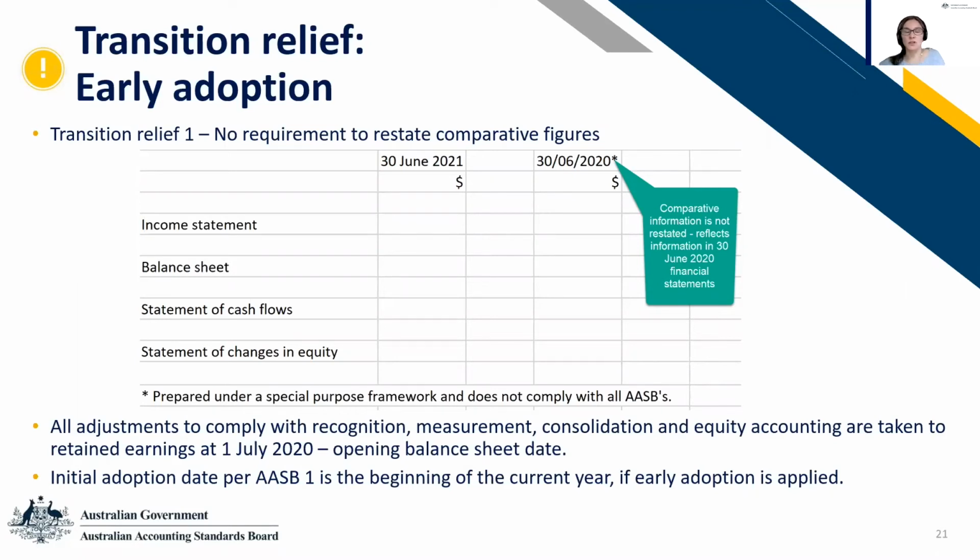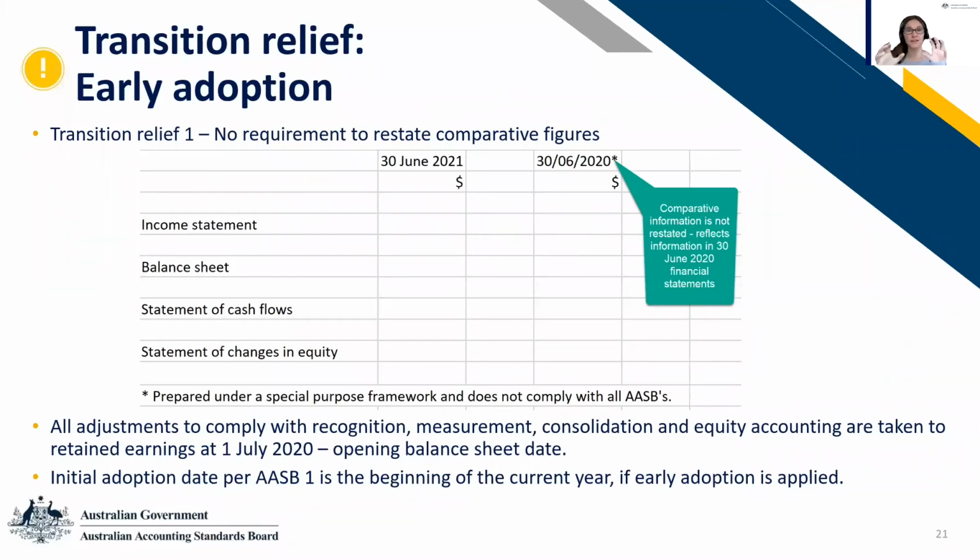If I choose to early adopt, I've got my 30 June 21 numbers that will be in full compliance with recognition, measurement, consolidation, and equity accounting. My 30 June 20 numbers are just whatever I included in last year's accounts. I do not restate them. I don't adjust them. I don't do anything with them, except put a little asterisk next to them and point out that they were prepared in accordance with the special purpose framework, and therefore the comparability will be reduced.